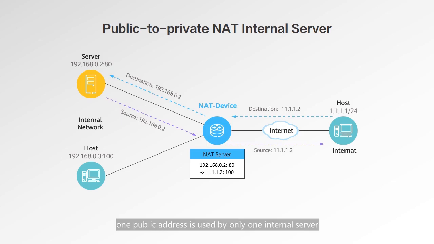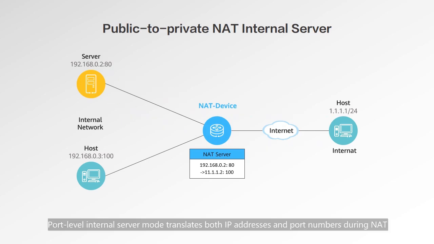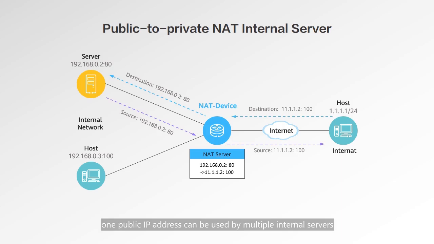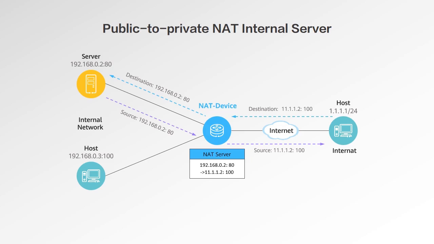In this mode, one public address is used by only one internal server. Port-level internal server mode translates both IP addresses and port numbers during NAT. In this mode, one public IP address can be used by multiple internal servers, which are identified by port numbers. The address-level internal server mode is also called the internal server function through one-to-one NAT.